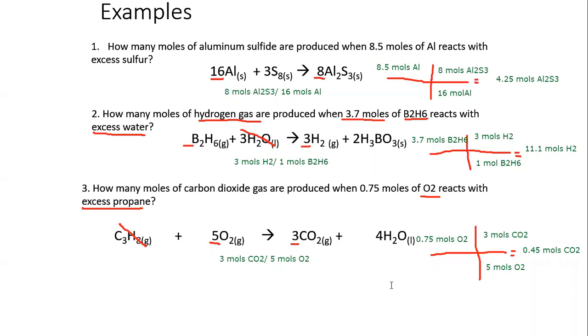So we have the moles of a reactant. We want to find the moles of a particular product. We need the mole ratio from the balanced chemical equation. Once we have the mole ratio, whatever we're starting with, that coefficient goes on the bottom. Whatever we're going to, it goes on top.